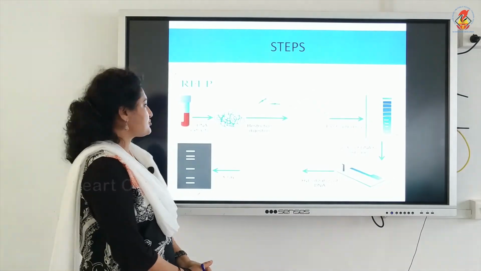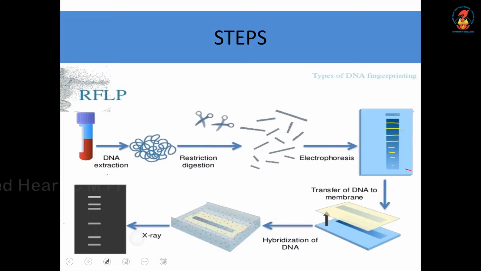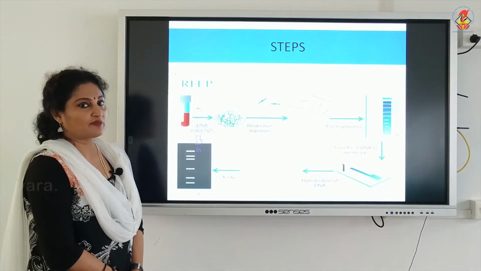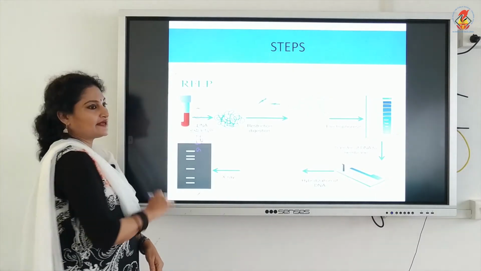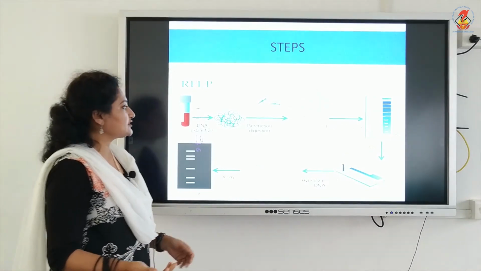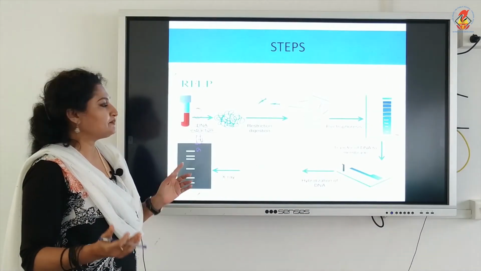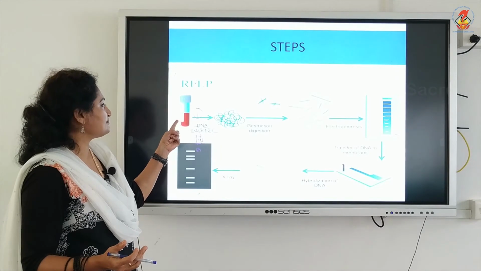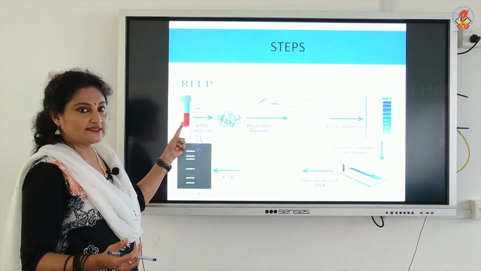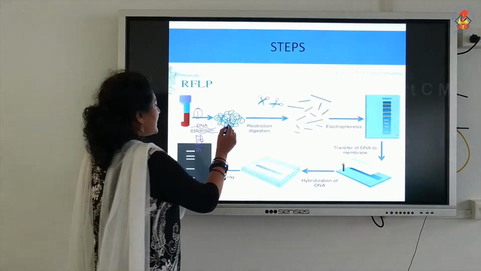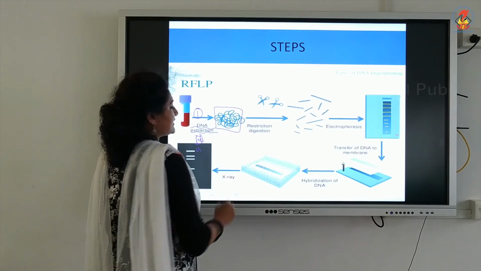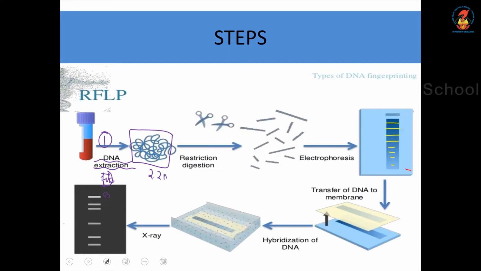There are 6 steps in all. The first step is isolation of DNA from the sample obtained from the crime site. Here the sample is blood. It can be semen, it can be a vaginal swab, it can be saliva, whatever be the sample. Here the sample that is displayed is blood. So from the blood sample, the DNA is isolated. So this is the DNA that is isolated, and as I told you, it's 2.2 meters long.